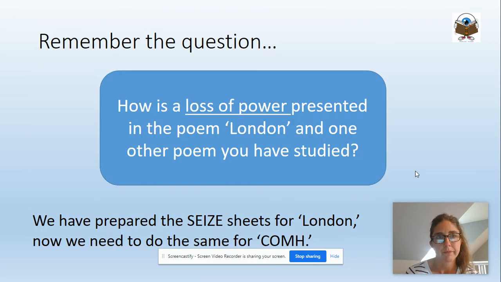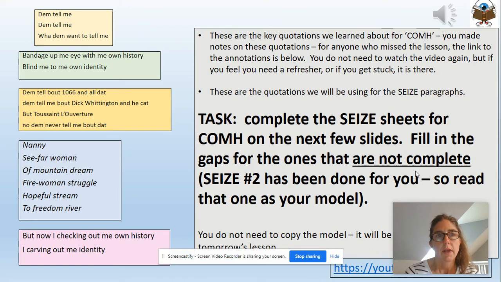These are the main quotations for Checking Out History that you're going to use. So do read through the whole poem, but those are the best ones you're going to be using. Your task today is to complete the C's sheets for the next few slides. Again, if you want to print them out, you can, or just write them in your book as notes. If you have access to a computer, you might want to type these things up so you can more easily turn them into an essay. It's up to you.